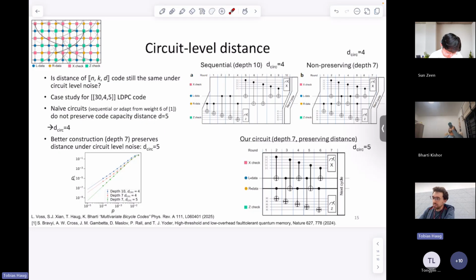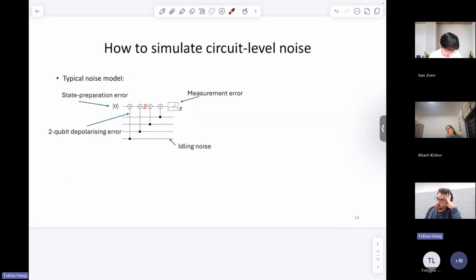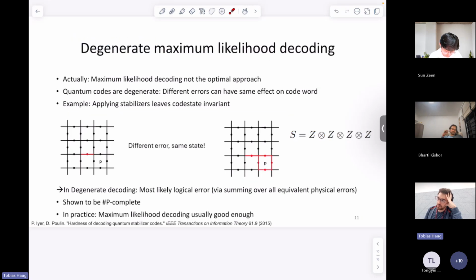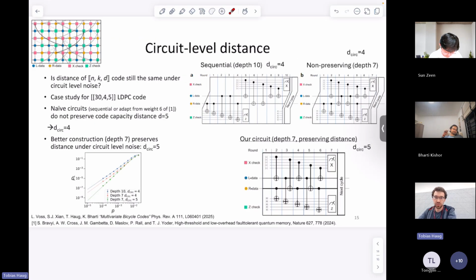We asked a very basic question. Let's say we have a particular code, [[n,k,d]]. Whenever we compute the code distance of a code, we work in a simplified error model, right? This is normally what people call the code capacity model. They basically assume the measurements are noise-free, and there are only errors on the data. So it's a very simplified model where people compute the distance. But is this actually the best way to do it?